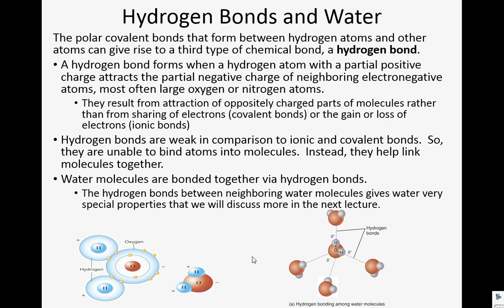Hydrogen bonds can be described as intermolecular bonds, which is unique compared to the other 2 bonds. The word intermolecular, I'm going to write that up here, begins with the prefix inter. Inter means between. And then you've got the word molecule at the end, or molecular. These are bonds between already formed molecules.